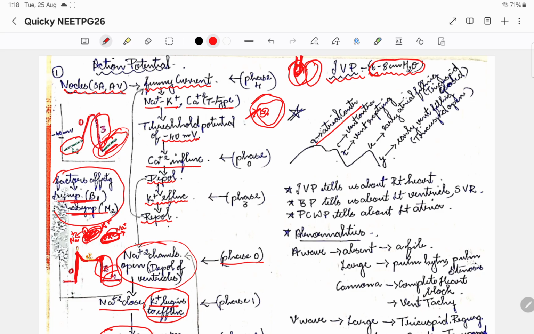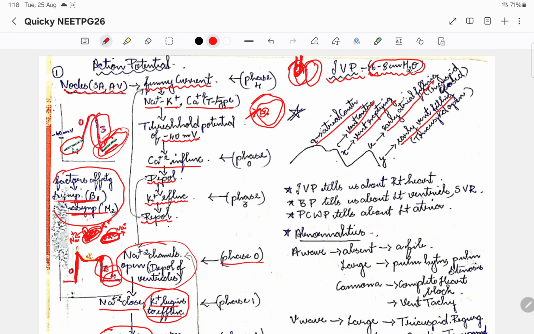So basically it is telling the right atrial contraction, and the right ventricular contraction is the C. Okay, this is the C wave. Then the ventricular emptying wave. Then the early atrial filling and early ventricular filling is what is being told by V. Okay, so this is the entire cardiac cycle with respect to the right heart. JVP tells us about the right heart.